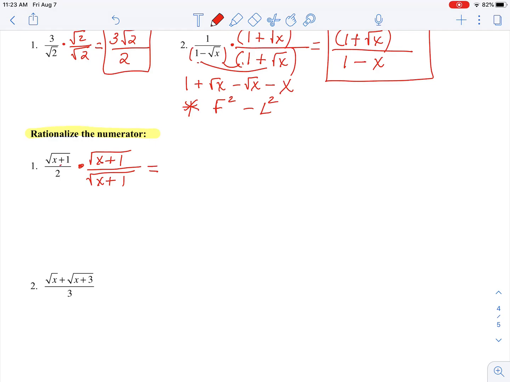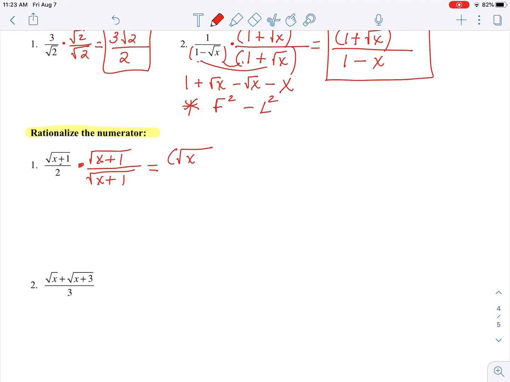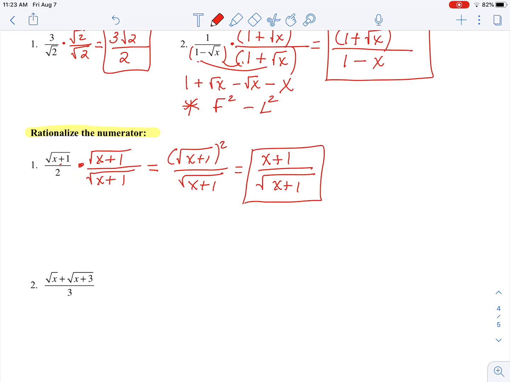Now, when I multiply these together, since I'm essentially squaring, I'm just going to be left with x plus 1 in the numerator and a radical x plus 1 in the denominator. Don't be scared of this answer. Remember, it's okay to have a radical in the denominator. I told you to put it there. We wanted to get rid of it in the numerator. And there will be reasons for it later on in this course.